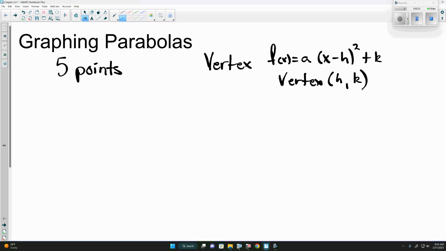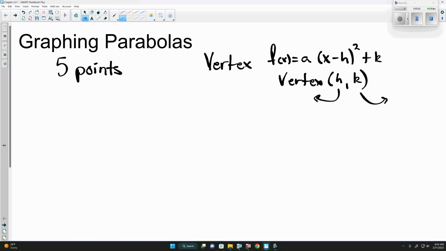So once we get this point, we're going to pick 2 spots to the left and right of it. So if h was 4, we have an x value of 4, then we do 5, 6, and 3, 2. 2 x values either side. And then we just find the y values that correspond with them.